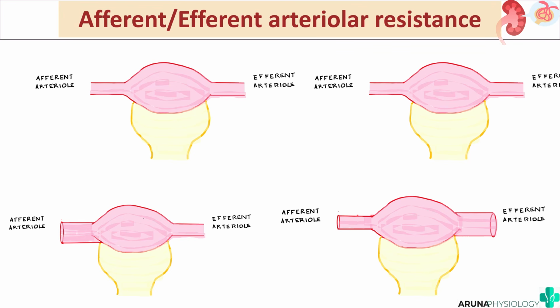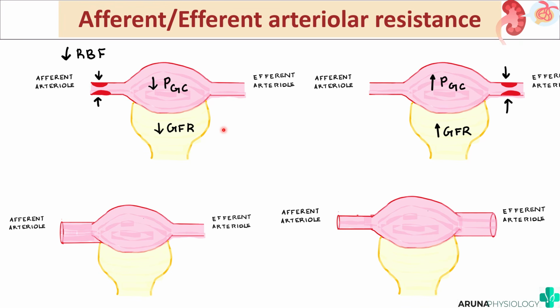So suppose this is the glomerulus and we've got afferent arteriolar resistance or constriction. So what happens? There is going to be decreased renal blood flow, right? Which in turn is going to decrease the glomerular capillary hydrostatic pressure, which in turn is going to decrease the GFR. Okay. Now suppose the constriction is on the efferent arteriolar side. Now this time what will happen to the capillary hydrostatic pressure? See here the RBF is normal, but because there is a block in the outflow, the capillary hydrostatic pressure is going to increase, which in turn will increase the glomerular filtration.